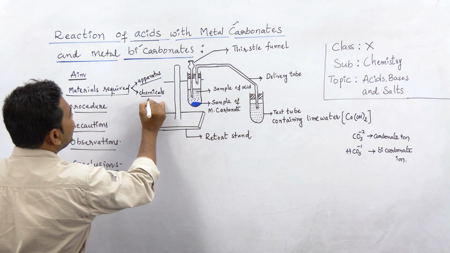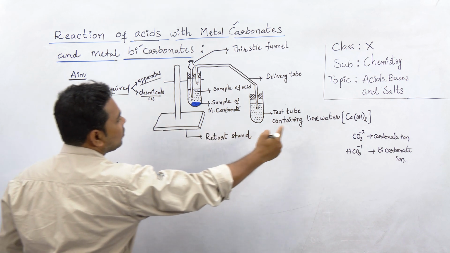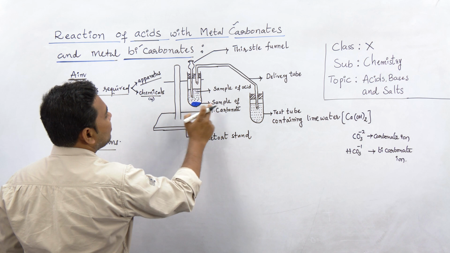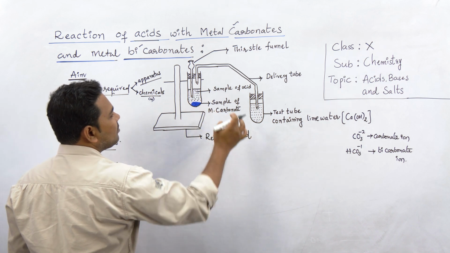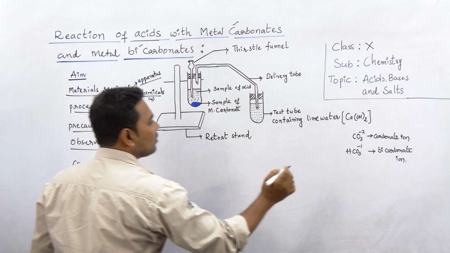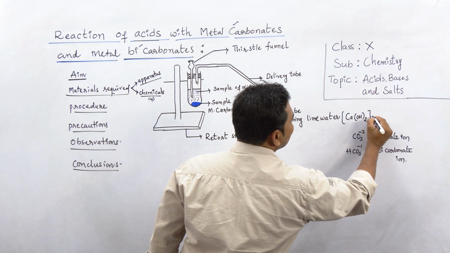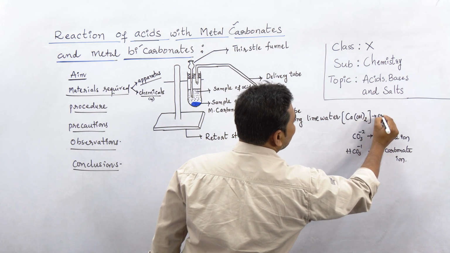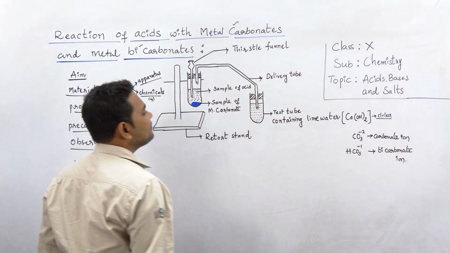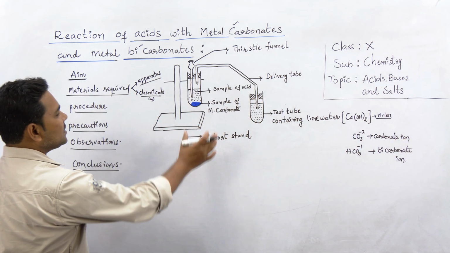Next, one more chemical. So what are the chemicals? We need a sample of metal carbonate or metal bicarbonate, a sample of acid, and lime water. What is the color of lime water? Lime water is actually colorless. And now these are the chemicals.